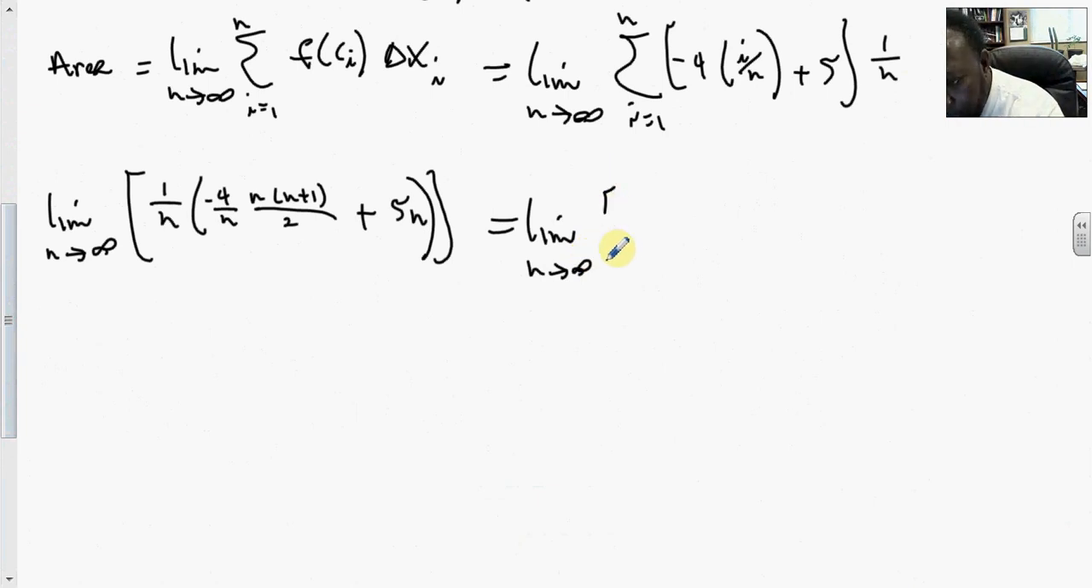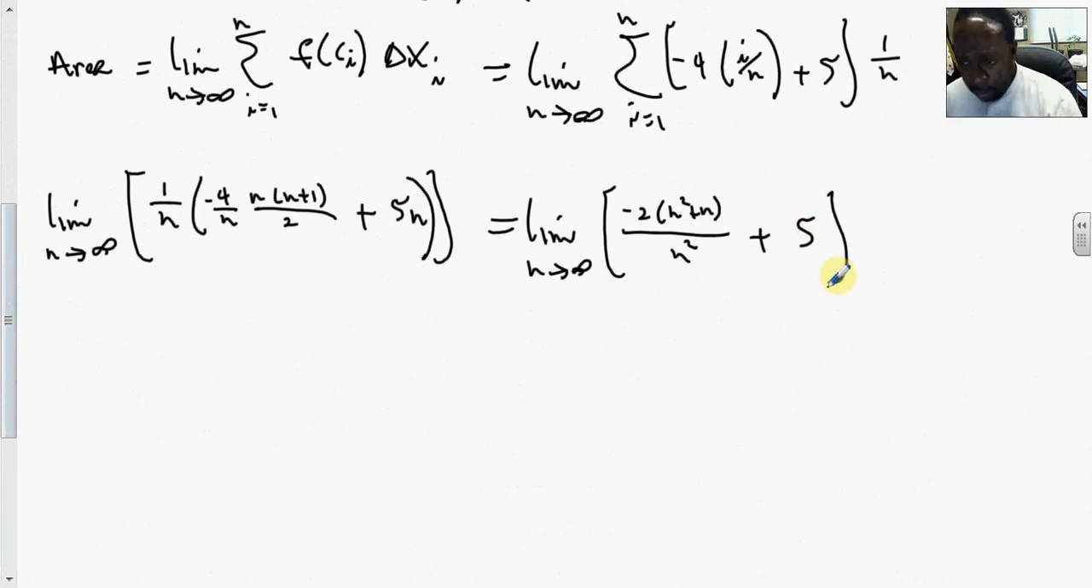I'm going to simplify all of this. So up top, I have this negative 4 divided by 2, so it just gives me a negative 2. And I get n squared plus n, and that's over n squared. And then this is plus 5n divided by n. This is just 5. So this is the limit as n goes to infinity.